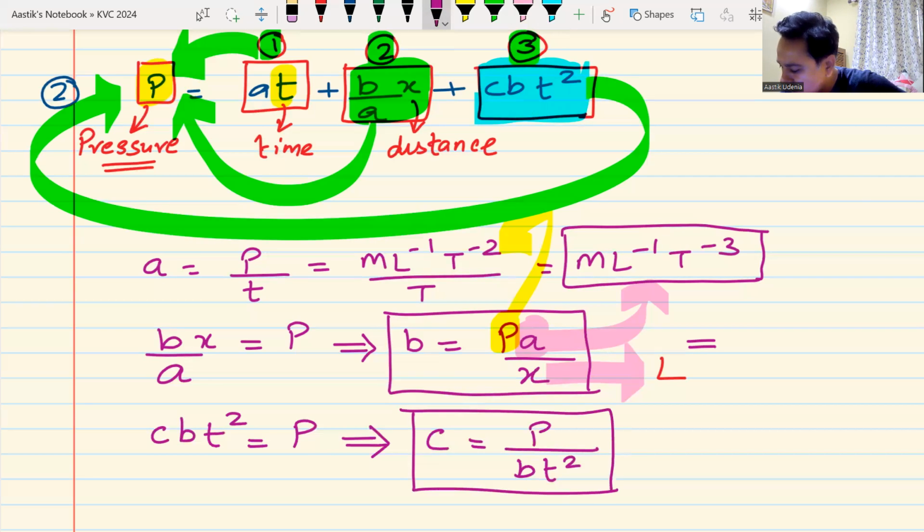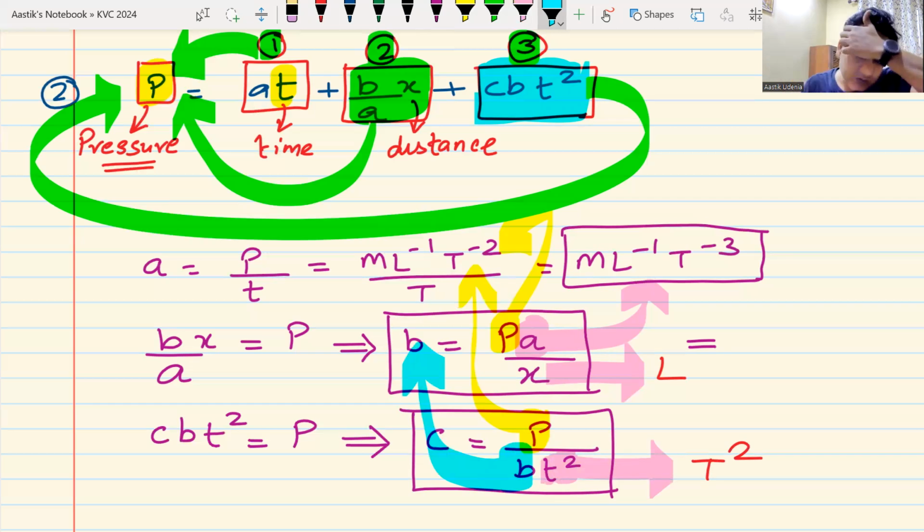You already know the dimension of P, that is here. You already know the dimension of T or T square. T is time, so T square becomes T square. And you have already derived the dimension of B from the second equation. You use that and you will get the dimension of C. Do we understand this? Can I have raise hand that we understand this? Everyone in the bigger class, we understand this?